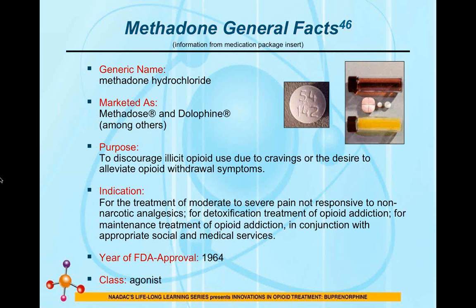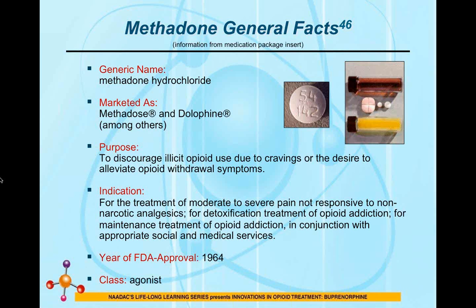And its purpose is to discourage illicit opioid use due to the cravings or the desire to alleviate opioid withdrawal symptoms. So what does that tell you? Broken down into clear language, that's saying that if you are afraid you're going to go into opioid withdrawal and you don't want to do heroin anymore, but you don't want to have opioid symptoms, then you can have methadone as a replacement. So it literally is exchanging an illicit drug on the street for methadone within a clinic being monitored by a prescription. And so this is not a medication that is going to affect the body any differently than other agonists out there.